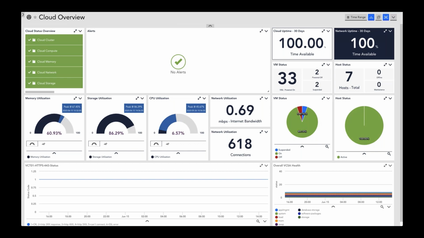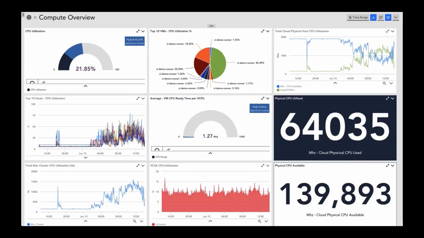So next up, a big part of the continuous integration process, since we're going to focus a little bit on that today, deals with the performance of your compute. So we put together a page that really focuses on understanding how your compute, measured in CPU, is performing and how healthy that infrastructure is.